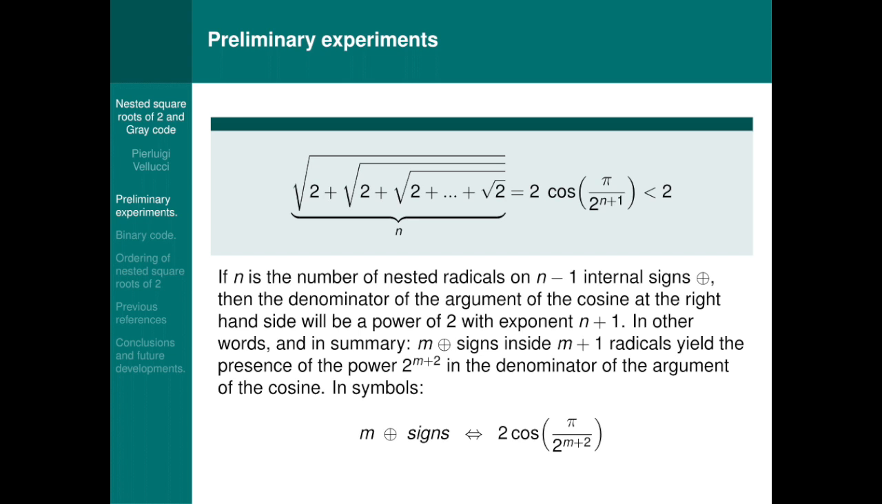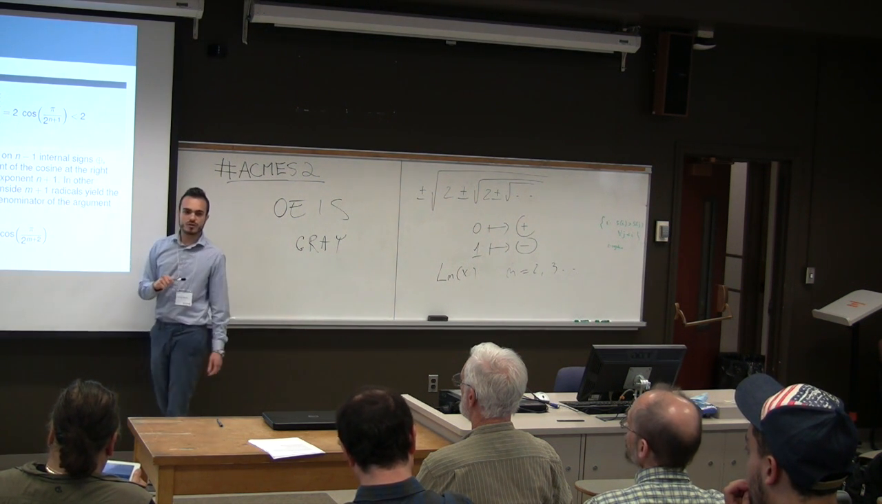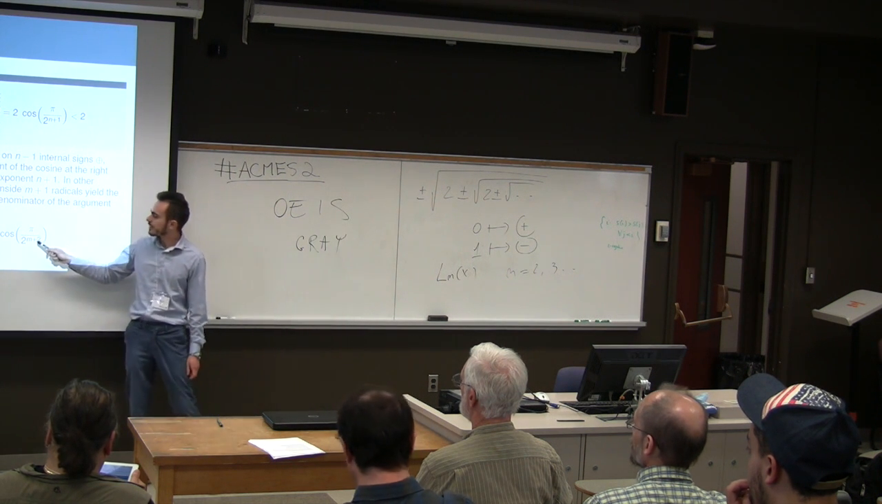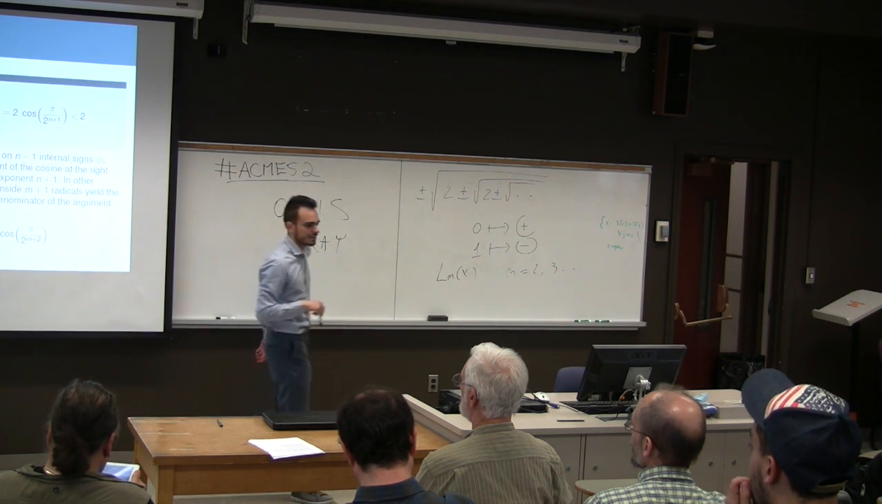Well, these are the preliminary experiments. This is a well-known formula, and we know that there are n nested radicals and n minus 1 internal plus signs. This is translated in the right-hand side into the argument of the cosine function of the term n plus 1. In symbols, this means that n plus signs in the nested form is translated to an n plus 2 term in the argument of cosine.